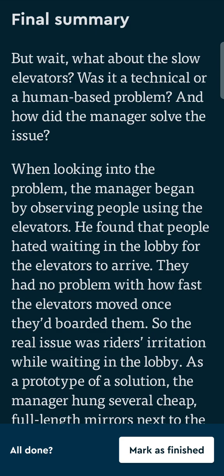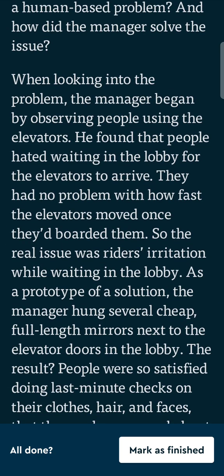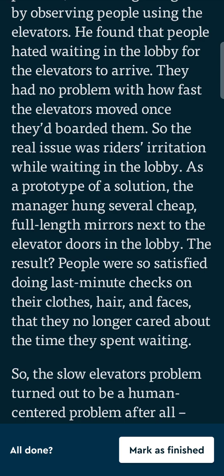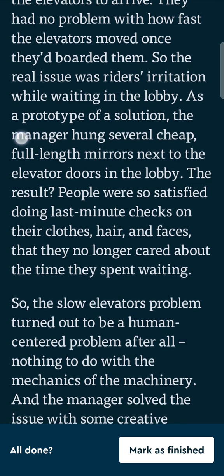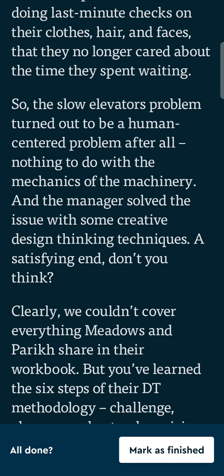As a prototype of a solution, the manager hung several cheap, full-length mirrors next to the elevator doors in the lobby. The result? People were so satisfied doing last-minute checks on their clothes, hair, and faces that they no longer cared about the time they'd spent waiting. So, the slow elevators problem turned out to be a human-centered problem after all. Nothing to do with the mechanics of the machinery. And the manager solved the issue with some creative design thinking techniques. A satisfying end, don't you think?